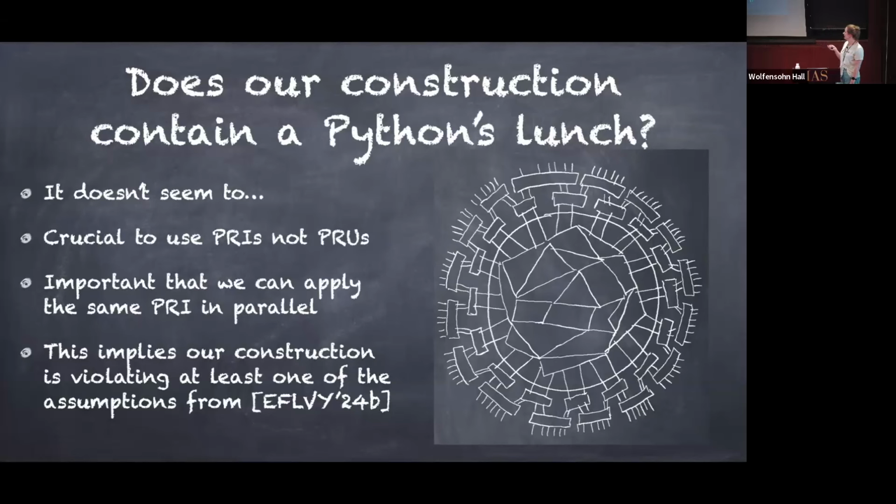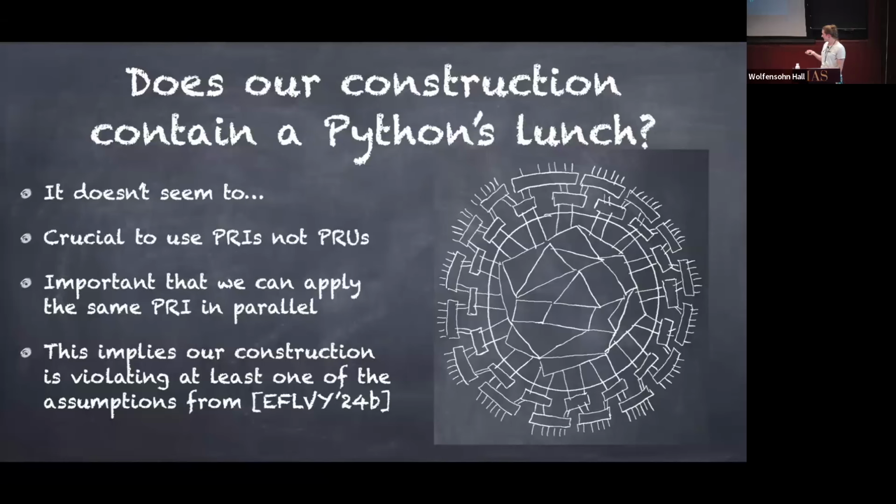But because we can apply these PRIs in parallel, we're only adding a small amount of randomness at each of these two steps. So we don't think that our construction contains a Python's lunch, based on previous work on Python's lunches in the literature. I should say that this implies that our construction is violating at least one of the assumptions from this paper by Netta Engelhardt and her co-authors, which is called, I think, Spoofing Entanglement in Holography.